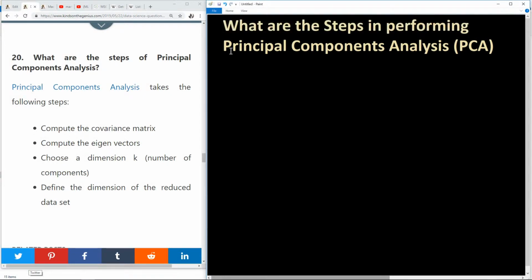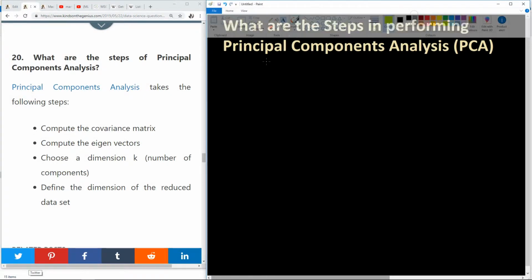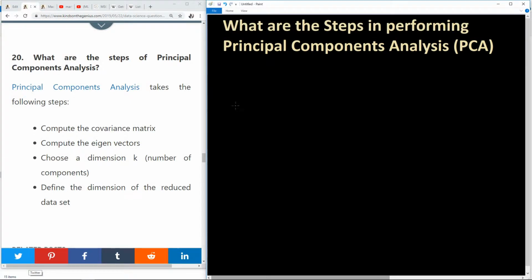So the first thing I want you to know is that principal component analysis is the decomposition of the covariance matrix. So if you have this definition in mind, then you'll be able to understand the steps we are going to outline. Again, the decomposition of the covariance matrix.